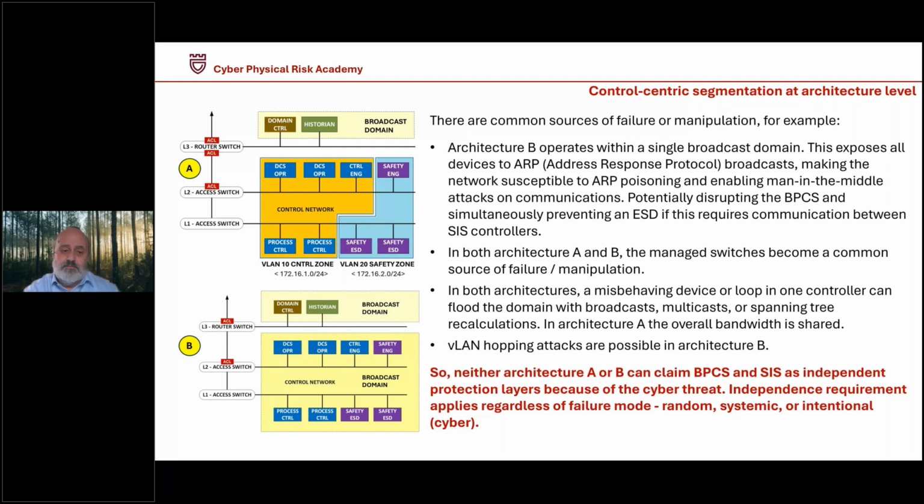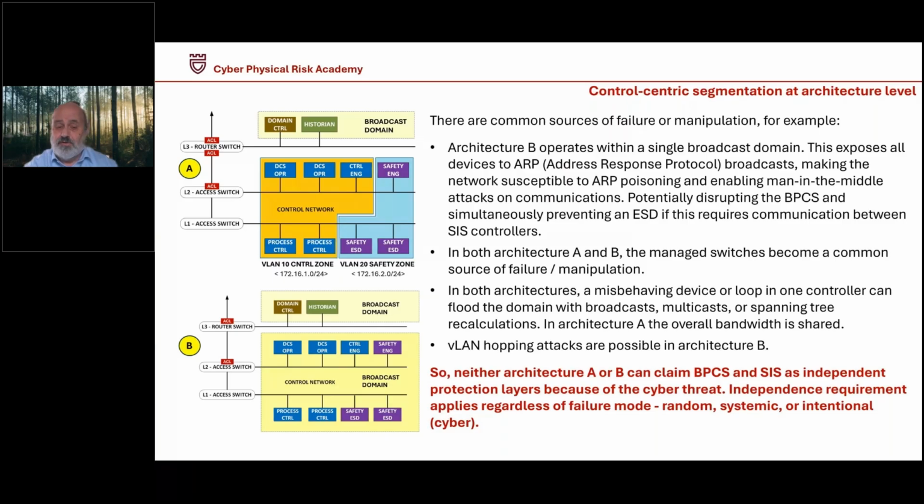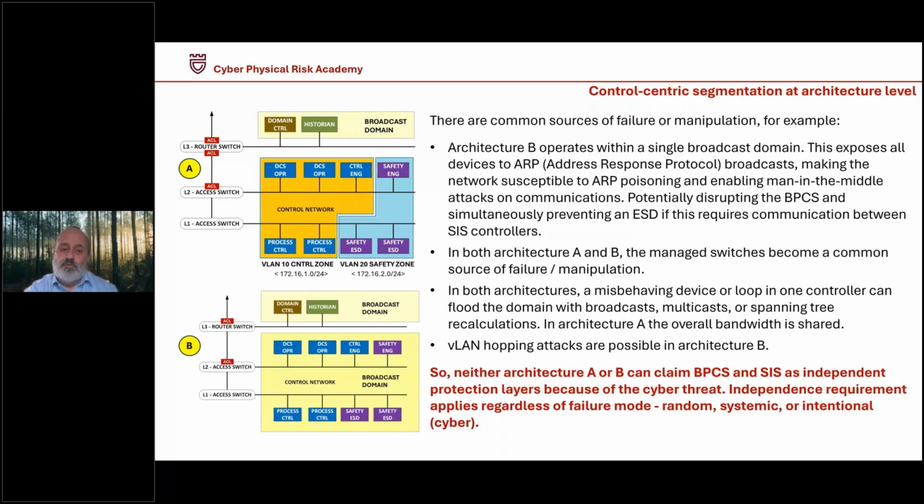The router is the thing you have to understand for VLANs. The moment you have a VLAN, you need to route between VLANs. So if the DCS operator station needs to see the status of the safety ESD, it needs to communicate, and then I have to route that traffic. That traffic is routed in this case by the router switch on the top.